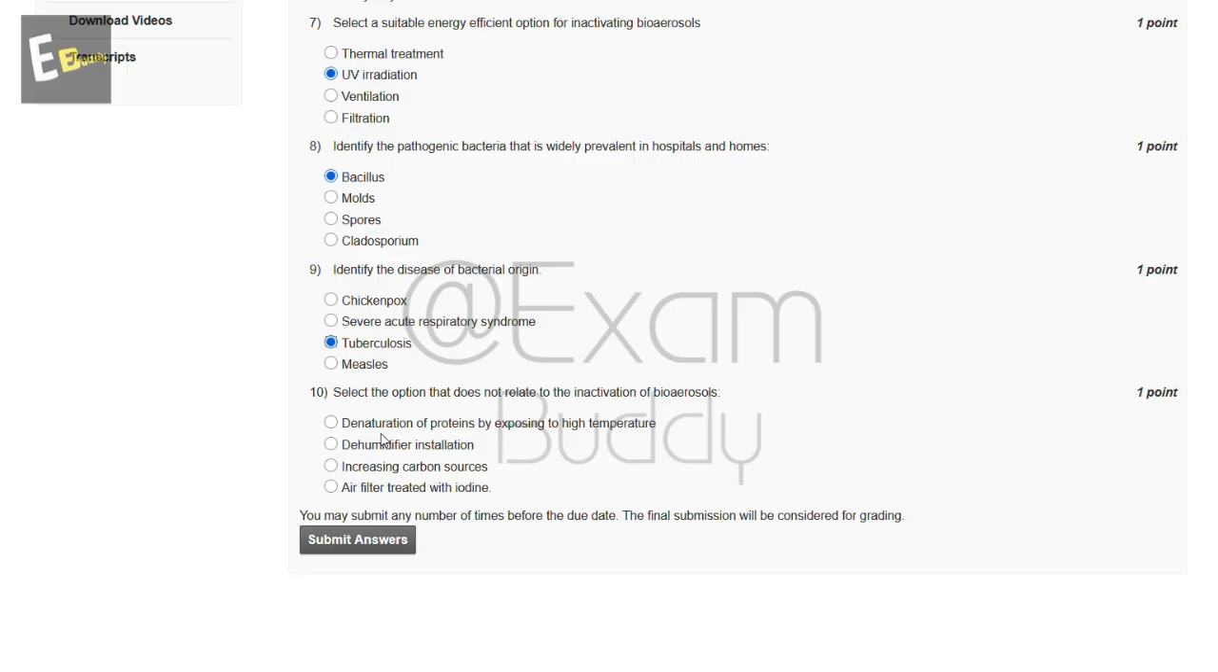Now the 10th question is select the option that does not relate to the inactivation of bioaerosol. So these are the options and the answer of our 10th question is C, increasing carbon sources. Now submit your answer.